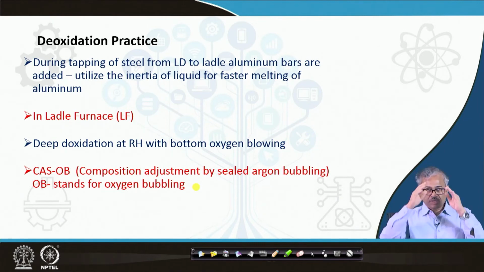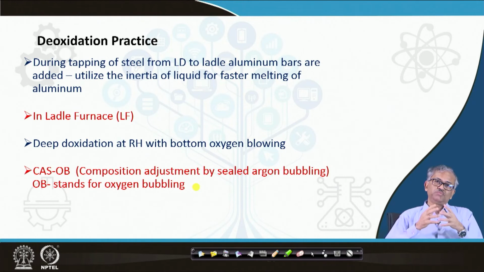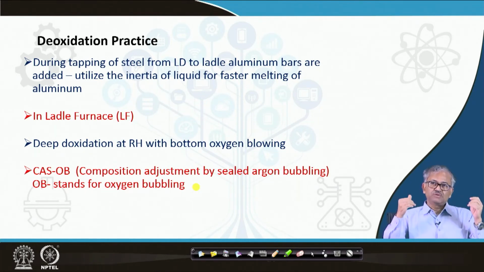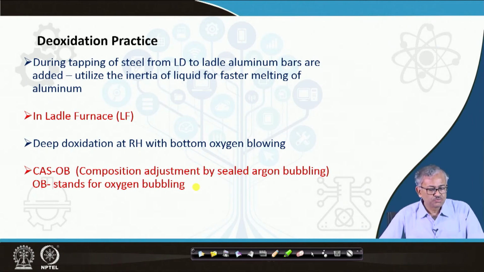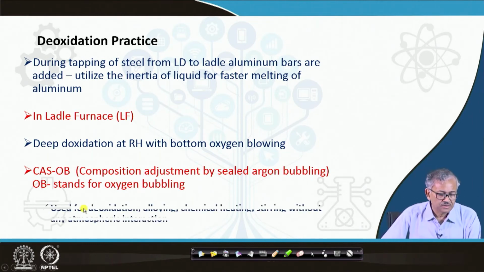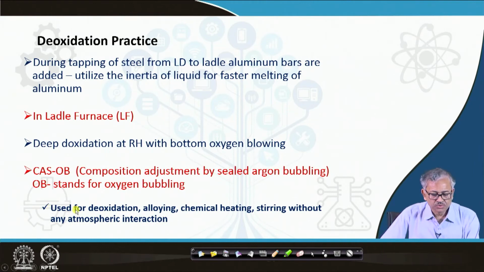And in case of the CAS, you have an envelope at the top such that the bubble plume is not exposed to the atmosphere. So you can carry out this operation in a very inert atmosphere, without atmospheric interaction. And there also you can do the deoxidation and the compositional adjustment. I will talk about the CAS-OB in a later lecture. So it is used for deoxidation, alloying, chemical heating, starting without any atmospheric interaction. I will talk about that thing.